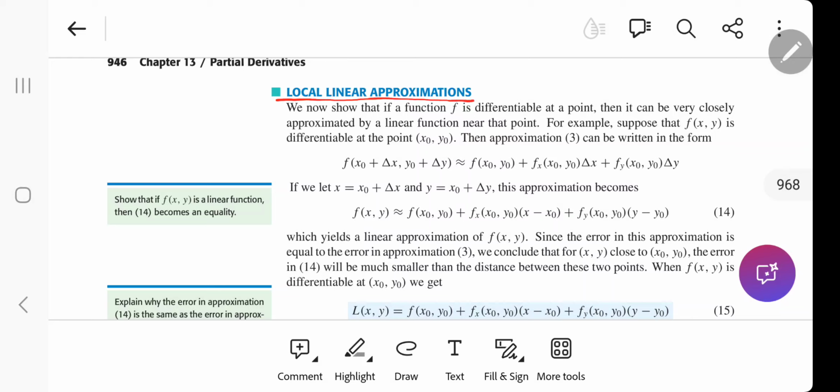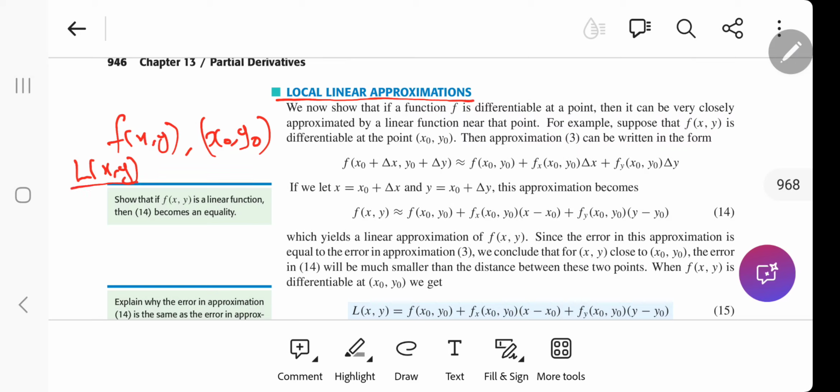If you have a function f of x, y, you want to approximate this function using a linear function. A function is given, and also a point x0, y0 is given. Then you can find another function called L of x, y, which is a linear function. There are no terms of x square or y square, x cube, y cube, or sin x, cos x. Only linear terms, only power 1 x and power 1 y will be present. So it's a linear polynomial of two variables.